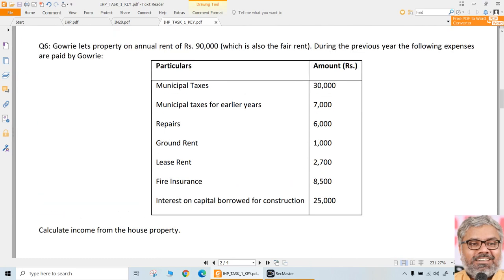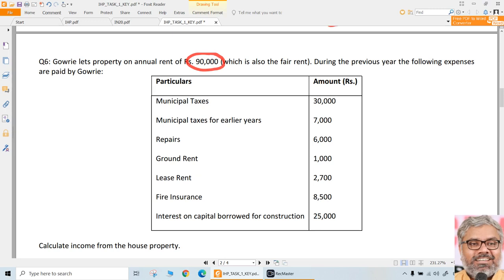from house property directly. So Gauri lets the property on annual rent of 90,000 and that is also the fair rent. And during the previous year, the following expenses are paid by Gauri. So much of details are given, all unnecessary. What is required to calculate is income from house property. Fair rent is also 90,000, annual rent also, actual rent also is 90,000. So gross annual value will be 90,000, definitely.